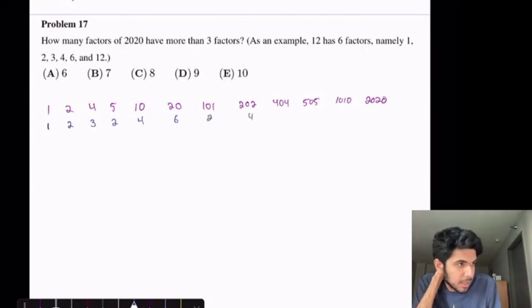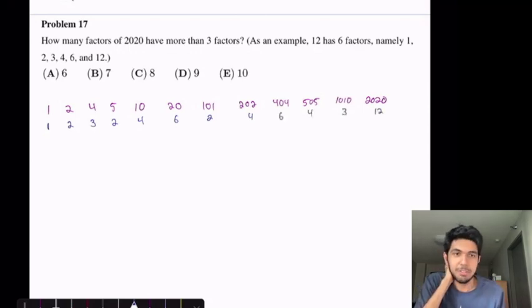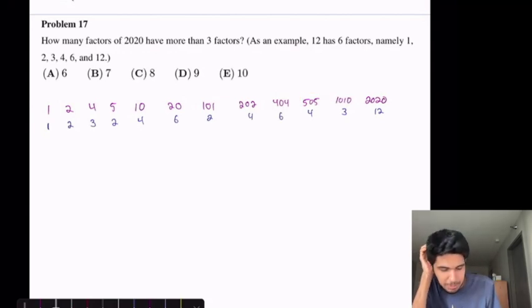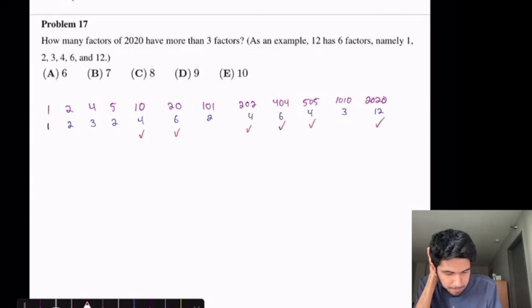I'm not spending too much time on this approach because honestly I don't really like it too much, and there's a very high possibility of making errors. Like, how do you know for sure 505 has 4 factors? How do you know you didn't miscount? But basically from here you would see that, okay, now I'll just check mark the ones that have more than 3 factors.